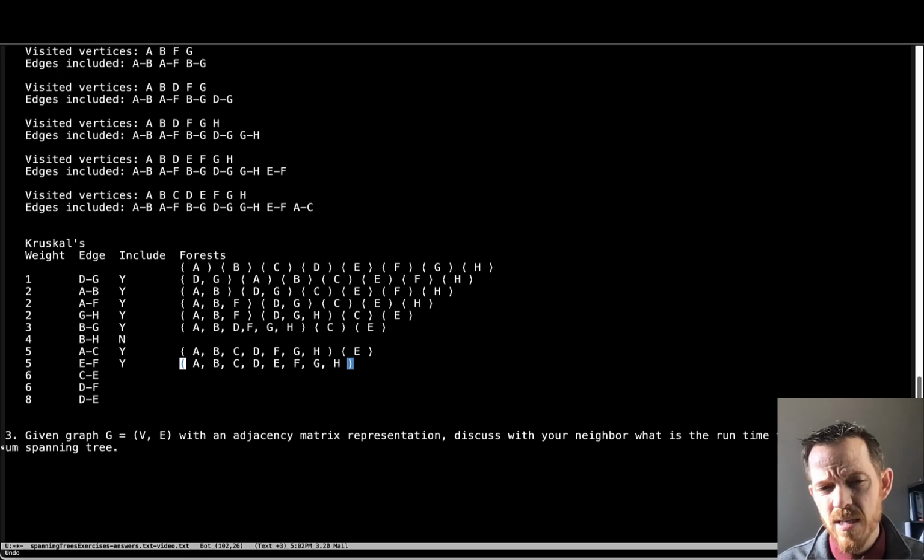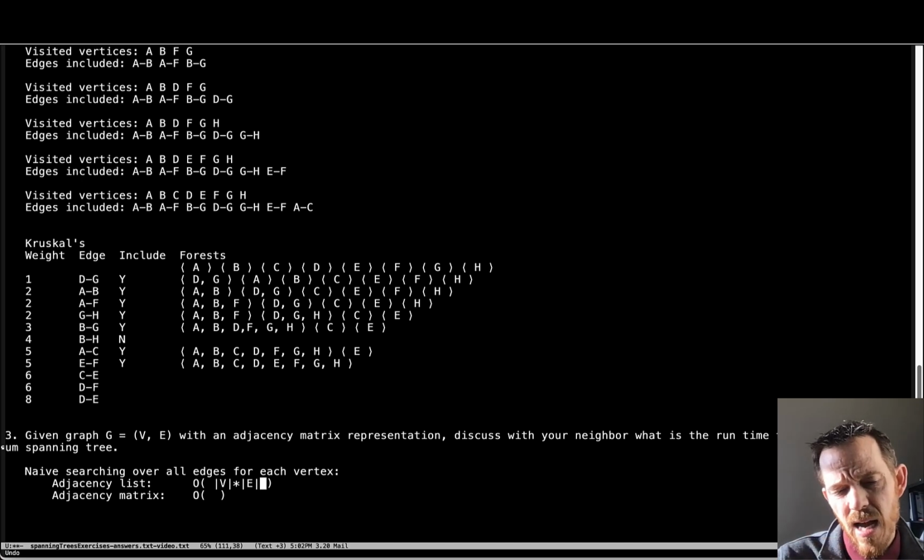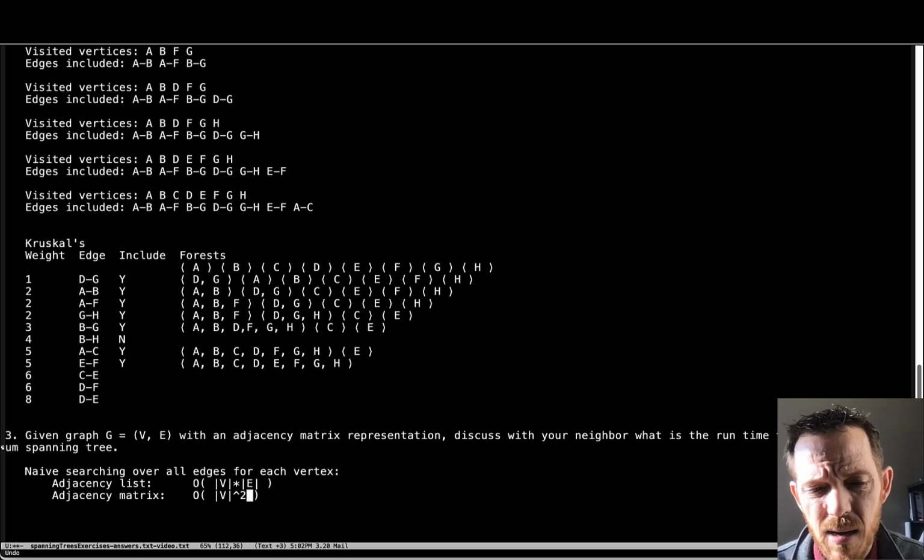So there's a couple of different ways to think about this. If we took a naive way of searching over all edges for each vertex, then we're going to end up with adjacency list and adjacency matrix giving us slightly different values. Adjacency list, we're going to have the size of the vertex times the size of the edges if we're doing this over and over and over again. Whereas adjacency matrix, we're going to end up needing V squared to find all of those low cost edges.